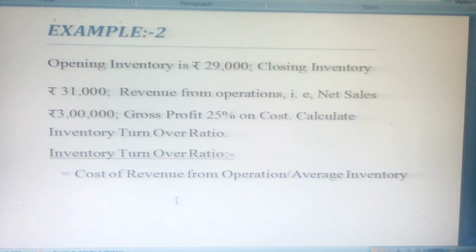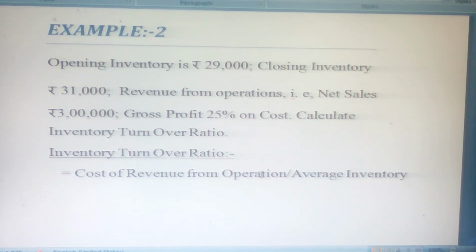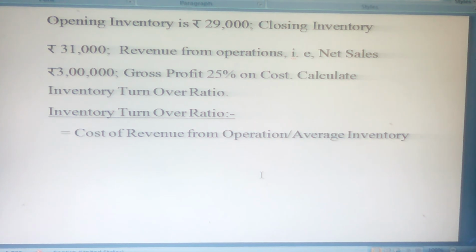Now going to example 2. Opening inventory is 29,000, closing inventory 31,000. The revenue information changes a little bit: 3 lakhs. See here, gross profit on cost. They gave gross profit on cost. Calculate inventory turnover ratio. They gave revenue from operations only, 3 lakhs, but gross profit is 25% on cost. That's what we're going to discuss: how to utilize the information available.